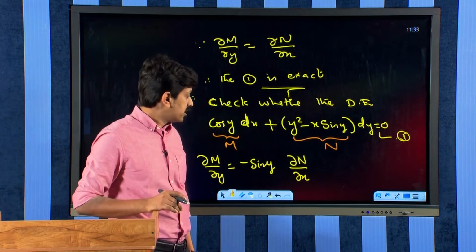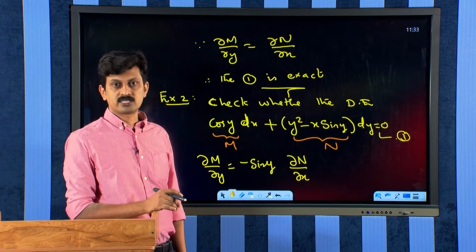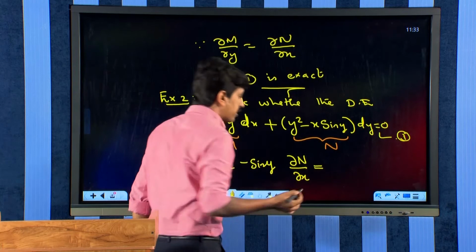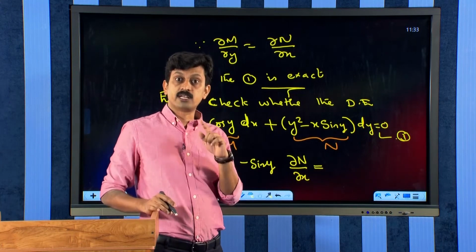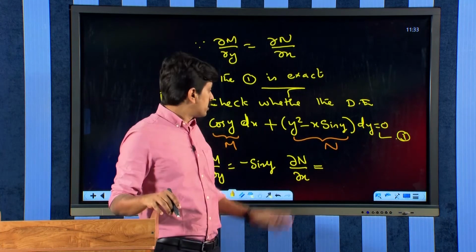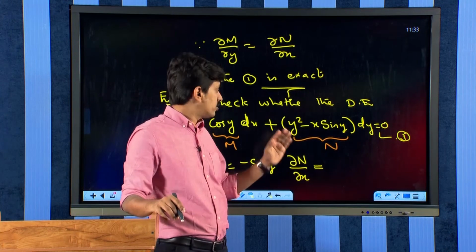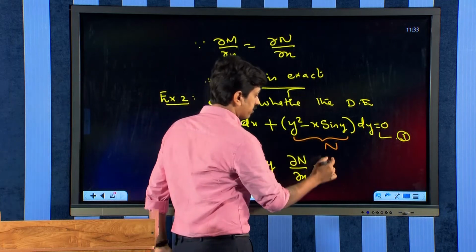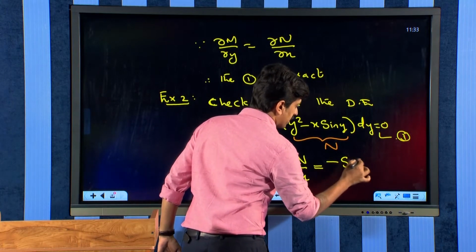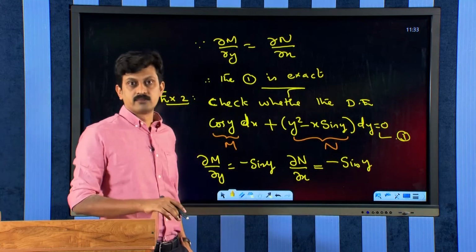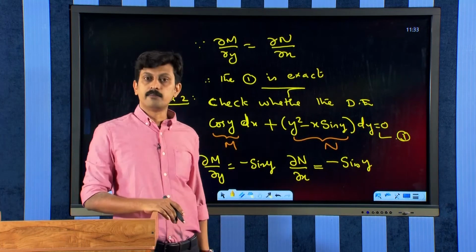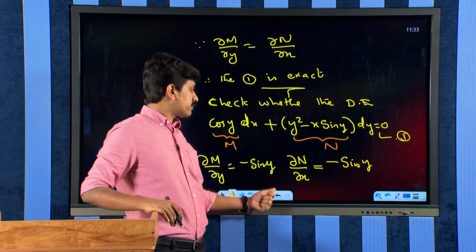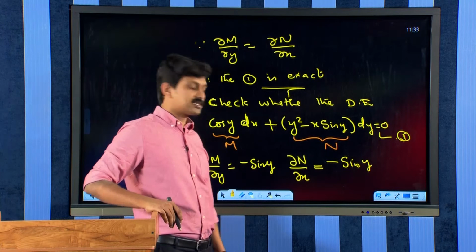And similarly, we have to find ∂N/∂x. While finding ∂N/∂x, we are differentiating N partially with respect to x. Therefore y² is a constant, that will be 0, and here we have x sin y. The derivative of x is 1, therefore we get sin y, with a minus sign. So ∂M/∂y is −sin y, and ∂N/∂x is also −sin y.